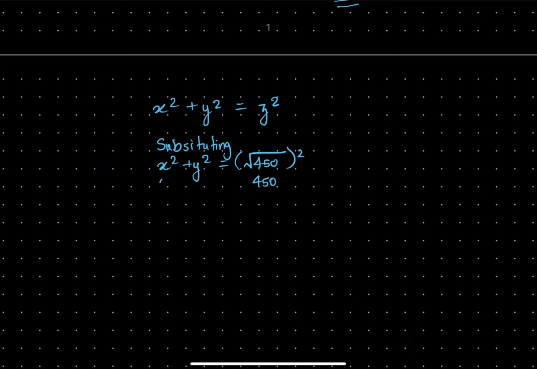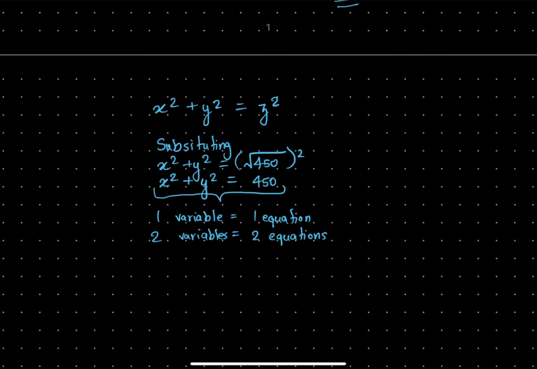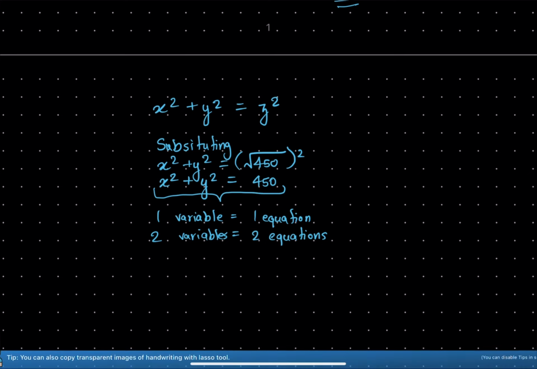So now we have x squared plus y squared gives us 450. But that isn't really useful, because if we have one variable, we need one equation. If we had two variables, then we'd be using two equations. I used this in one of my previous videos too. If you want, you can go and check that out. But over here, we only have one equation, but two variables. So how do we deal with this sort of equation?